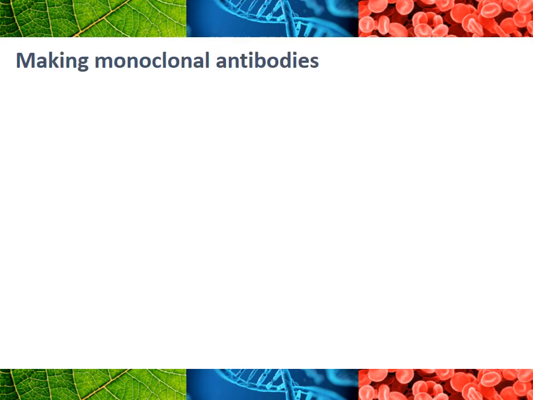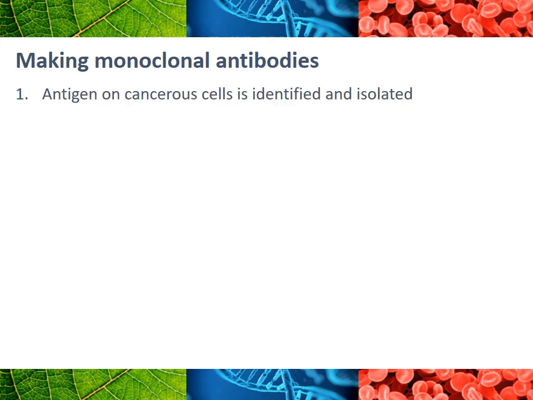Okay, so making monoclonal antibodies. The first thing that needs to happen is we need to identify the antigen, the self-antigen, on the particular type of cancerous cell that we're trying to treat. So let's say, for example, looking at a melanoma, like a skin cancer, scientists would need to extract some of those cancerous cells and identify that antigen and isolate it, which basically means extract it, take a copy of it.